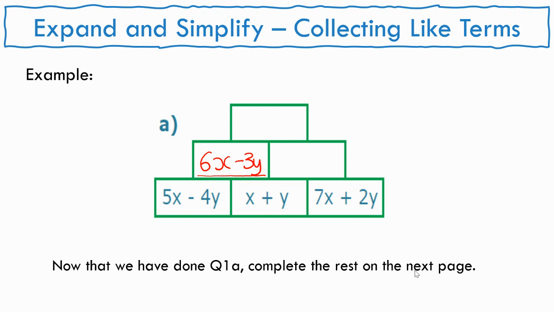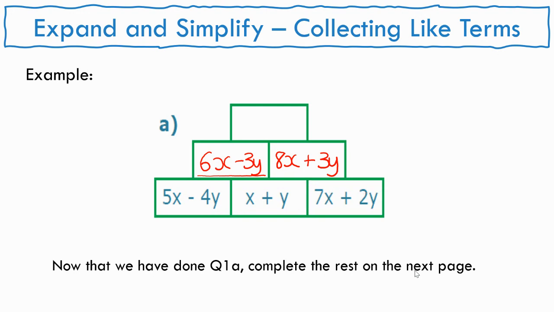Now, the 2 boxes to the right, we're going to have a plus x plus y and a 7x add 2y. Once again, if we break them up into the component parts, including the signs, we can see we've got x add 7x, which will give us 8x, and y plus 2y, which will give us a positive 3y.